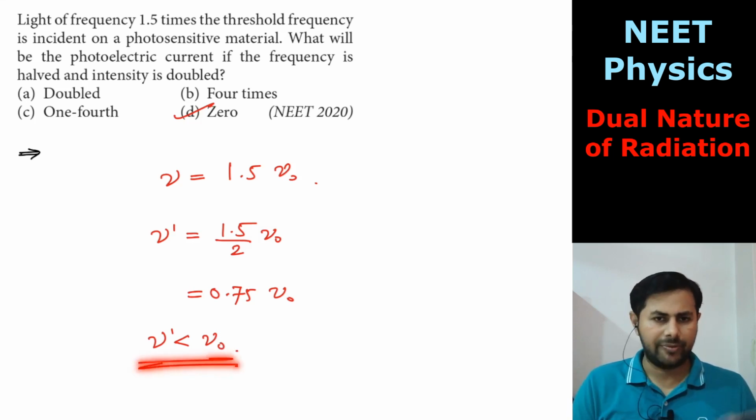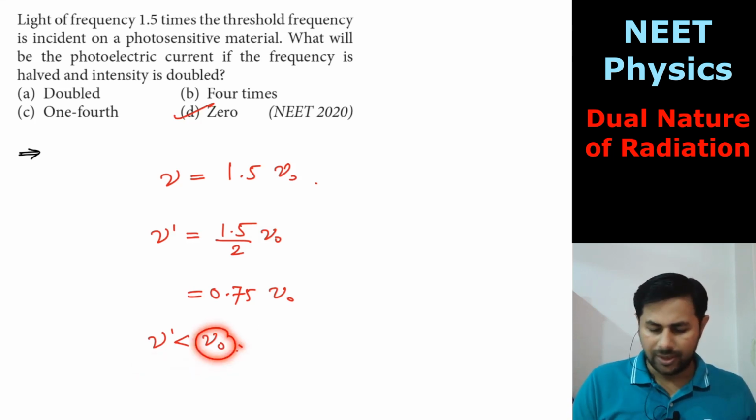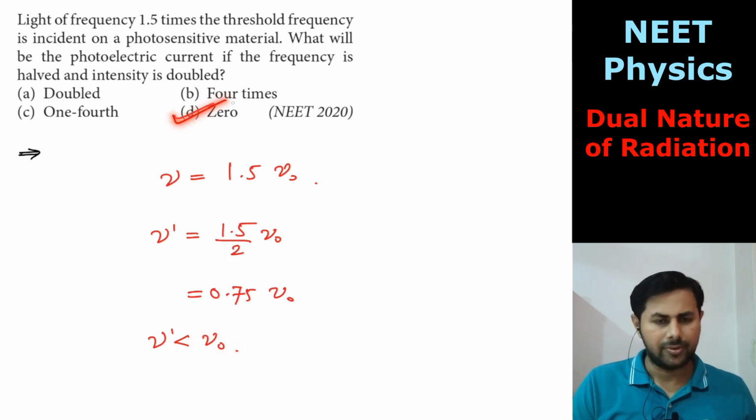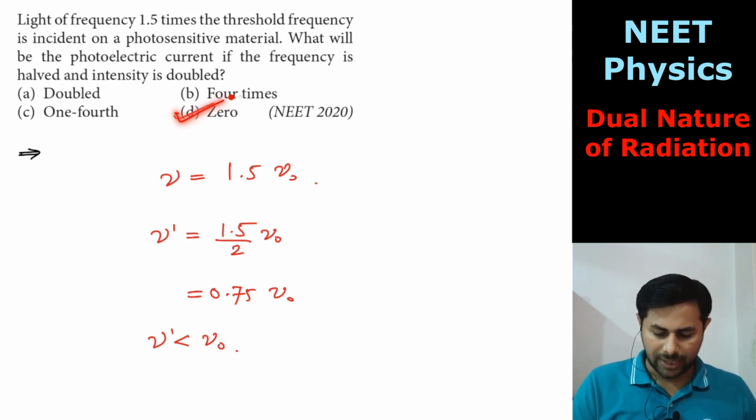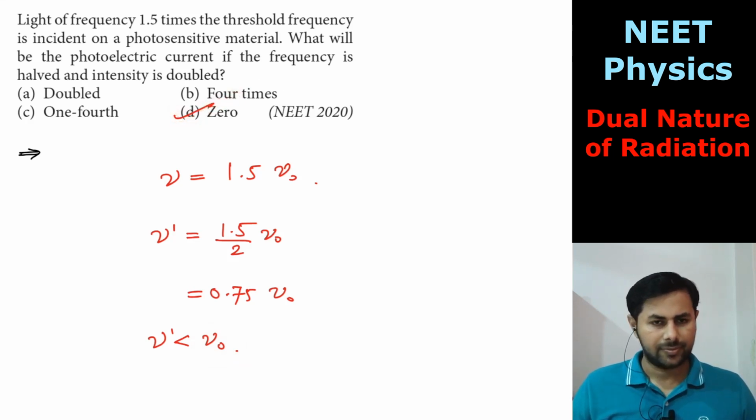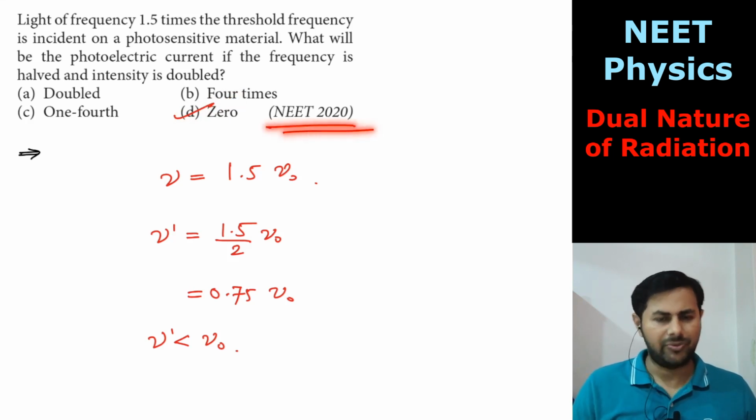And if frequency is less than the threshold frequency, no photocurrent or no photoelectric emission happens, right? So that's why the answer is 0. Okay, that's very simple. This is from NEET 2020.